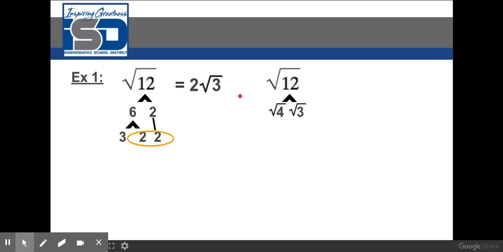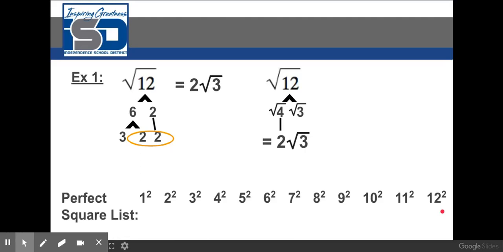If we take the square roots of both of these numbers, we know that the square root of 4 is 2. There is no square root of 3, so we just bring it down and make it part of the answer. So either way you do these problems, it will come out to be the right answer. But using perfect squares is going to make it an easier and faster process.